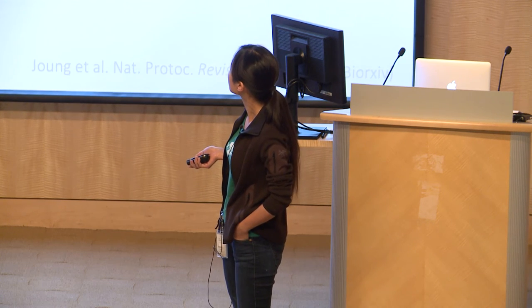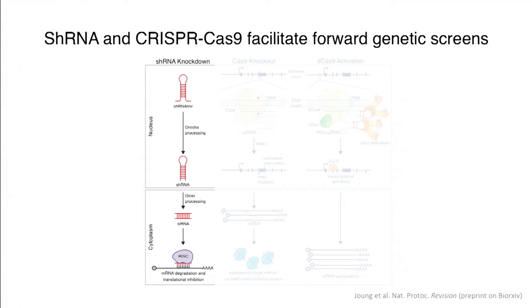And recently, with the advent of shRNA and CRISPR-Cas9 development, the process of forward genetic screens has become a lot easier. Just a brief overview of shRNAs. shRNAs require delivery of a short hairpin RNA that then gets through Drosha processing in the nucleus and Dicer processing in the cytoplasm, results in an siRNA that, in complex with the RISC complex, will result in mRNA degradation and translational inhibition. And this is often used to do knockdown screening.